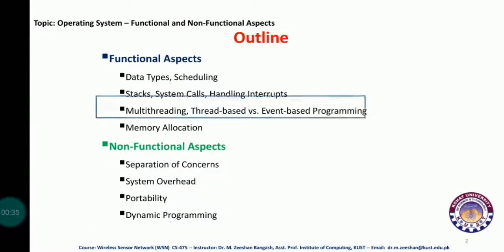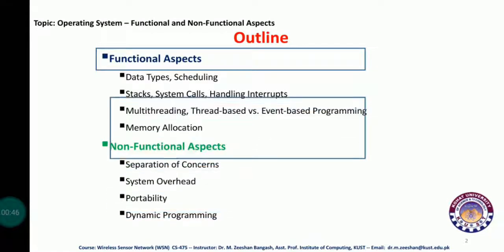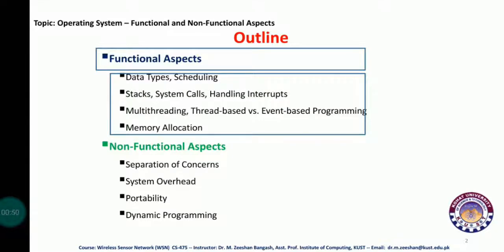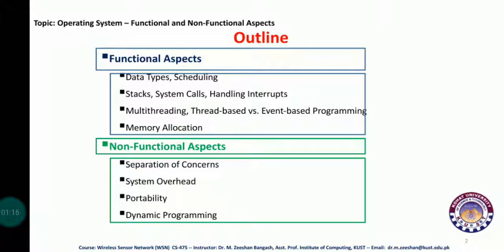So today we will first of all discuss some basic concepts we have already studied in the course of operating system. However, these concepts will be reviewed, keeping in view some functional aspects like data types, interrupt handling, system calls, memory allocation, and threading issues of the operating system, keeping in view the resource constraints for wireless sensor network. And then we will be discussing some non-functional aspects of operating system for a wireless sensor network, keeping in view some overheads of the system, some portability and some dynamic programming issues.